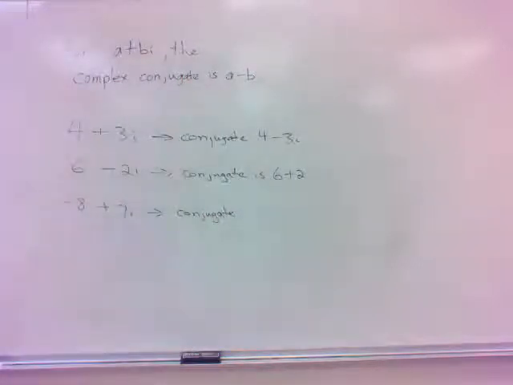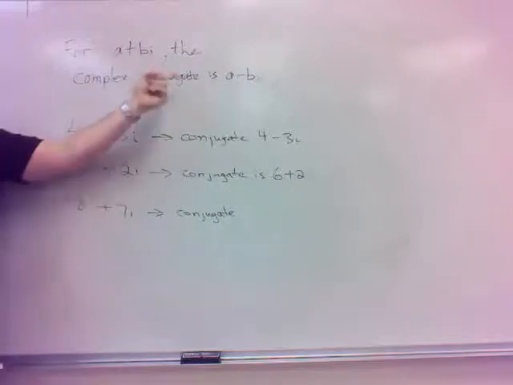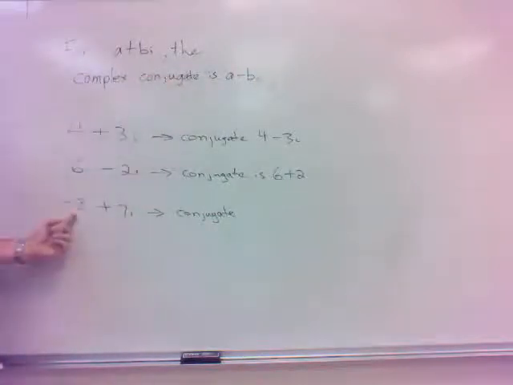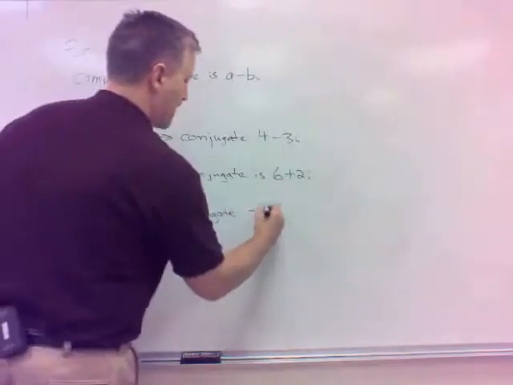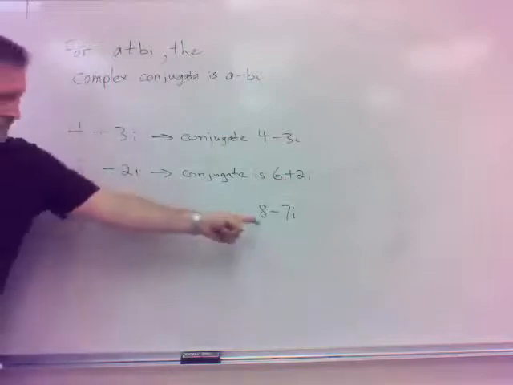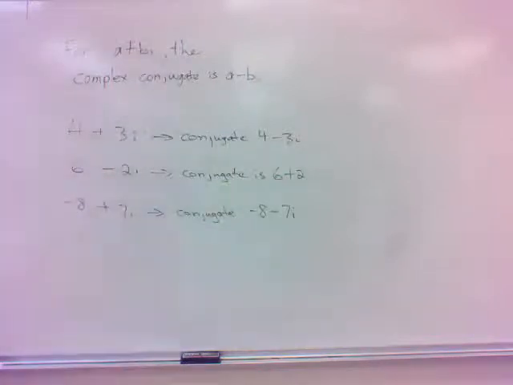Well, now, notice what happens to a. A, nothing changes, does it? So even if it's negative, a doesn't change. It's just the b that changes. So what's the conjugate? Negative 8 minus 7i. You don't change anything about it other than the b to the opposite sign. Okay. Now, why do I mention that?